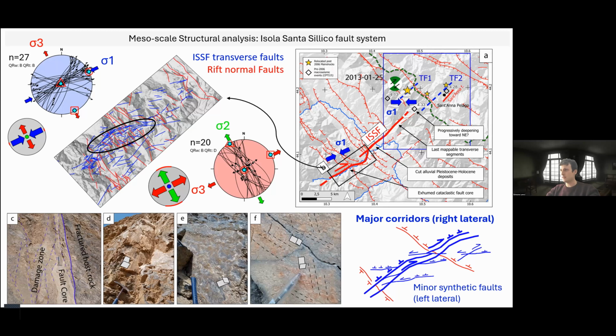And we believe that it's likely that TF1 and TF2 are connected to the northeast, the deep subsurface prosecution of the fault system, which is buried and not fully expressed across the divide, so in the Sant'Anna Pelago area.